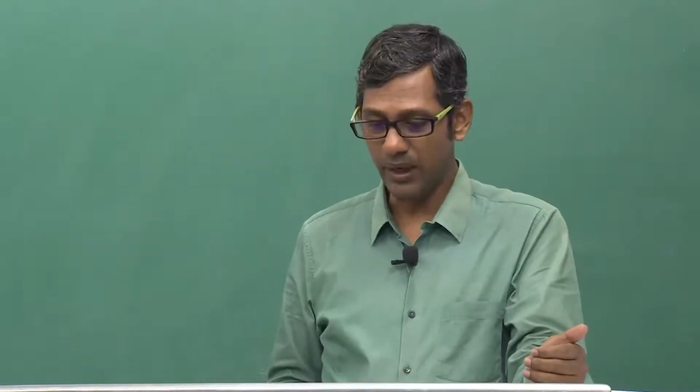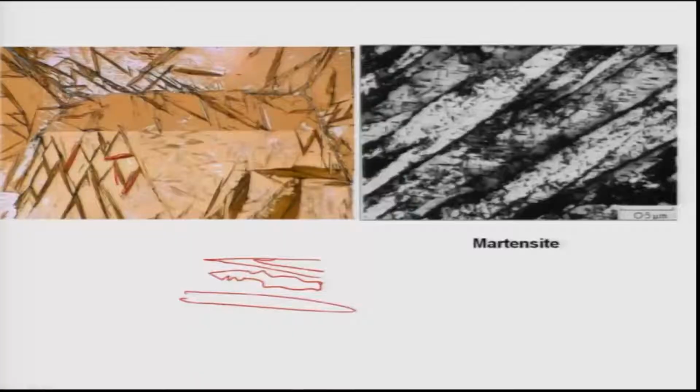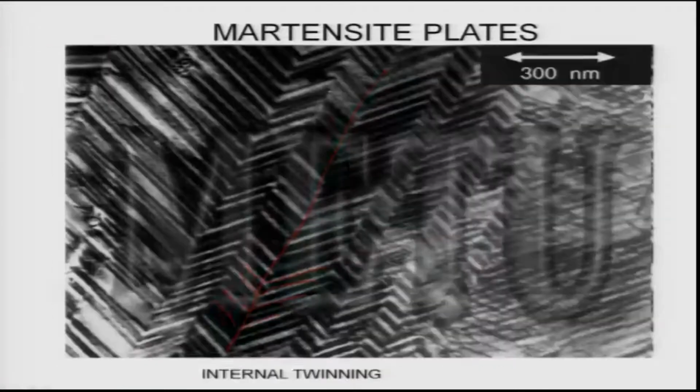Okay, so that is one part, and this is what is shown there. You can see here martensite's internal twin structure, martensite plates. Okay, internal twin structure, martensite plates are seen.